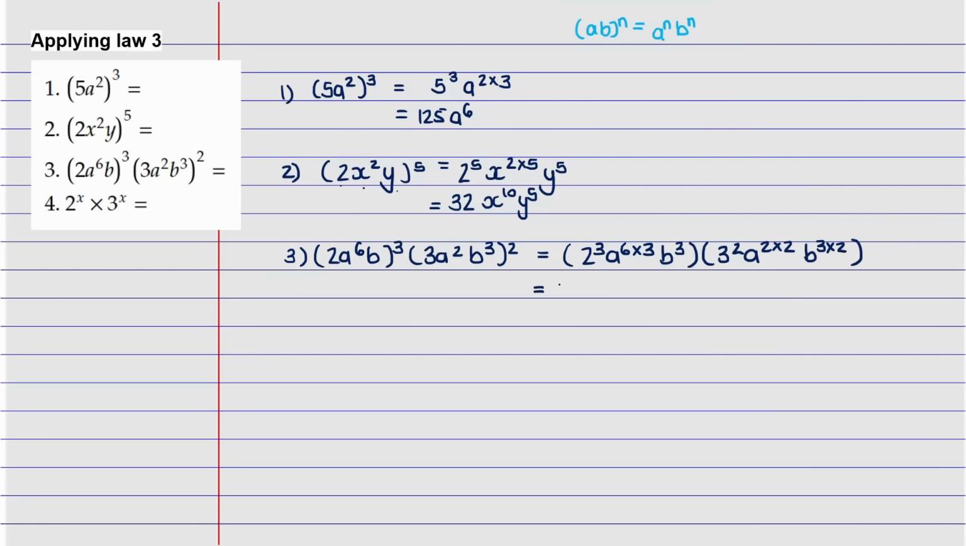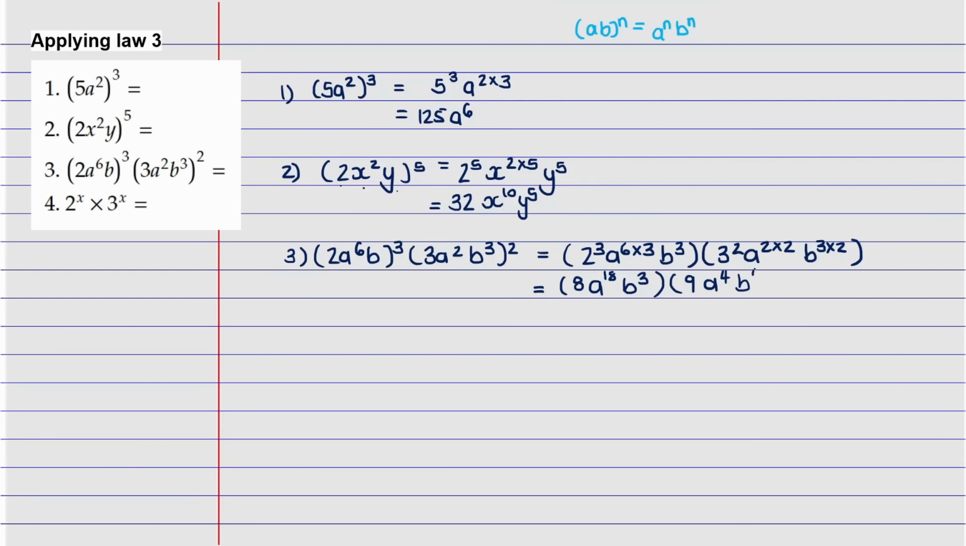So now this is going to be equal to what? Let's simplify this. 2 to the power 3 is going to give me 8. I'm still going to put it inside the bracket. So it's going to be 8, then 6 multiplied by 3, which is 18, so a to the power 18. Then b to the power 3. So that's sorted. Then here it's going to be 3 to the power 2, which is going to give me 9. Then it's going to be a to the power 4. Then the last one is going to be 3 multiplied by 2, which is b to the power 6.